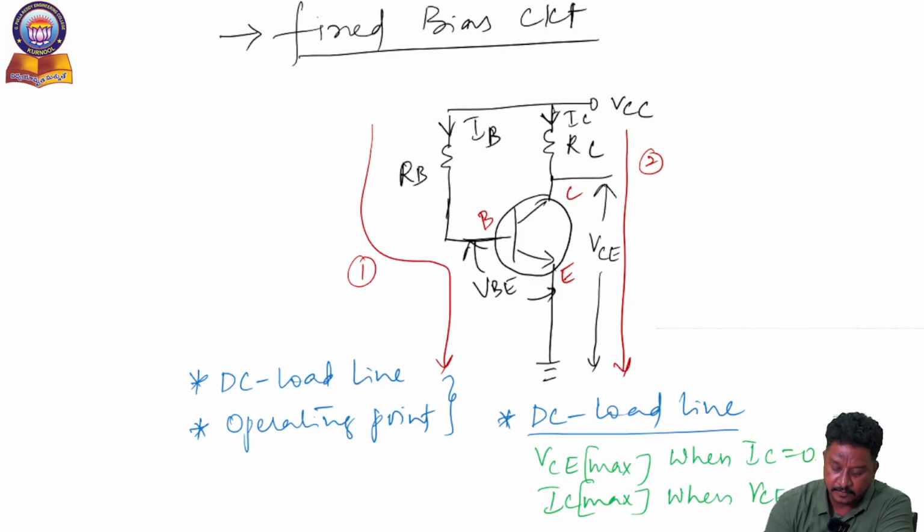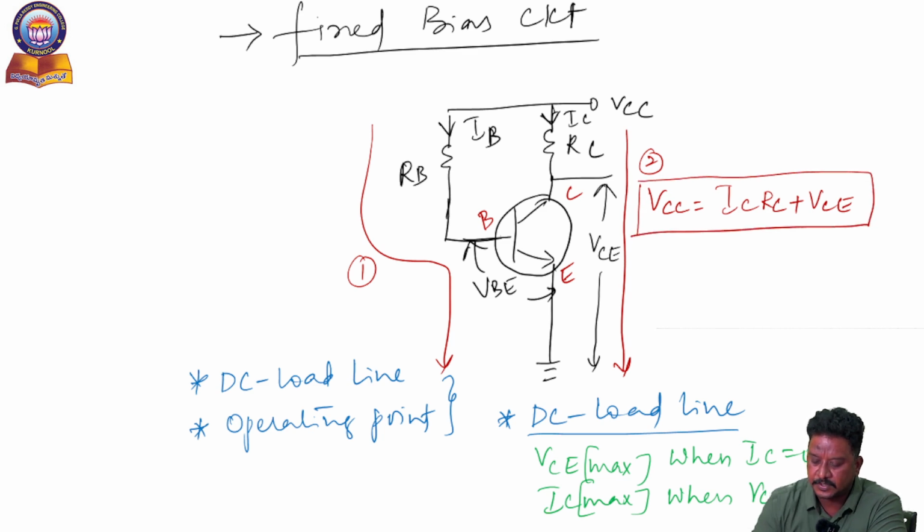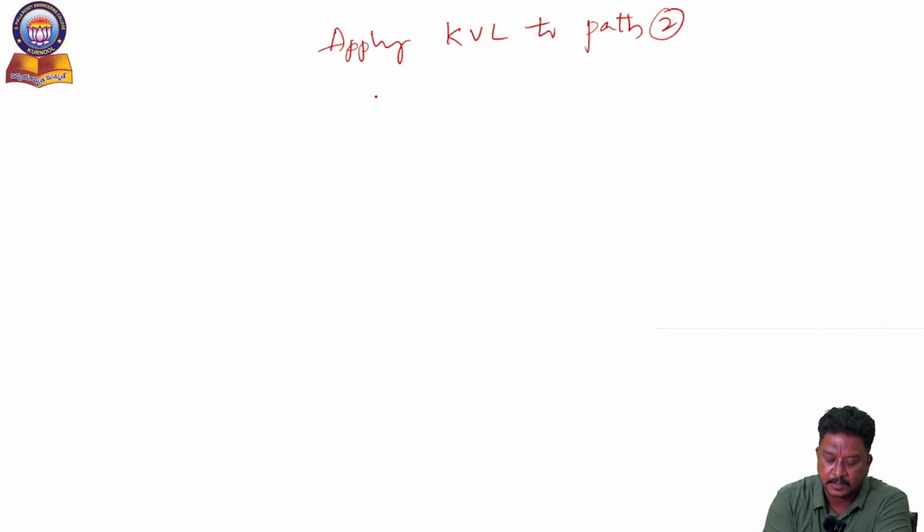If you carefully observe the previous circuit, applying KVL to path 2, the total voltage VCC is equal to ICRC plus VCE. This is the final equation of path 2 by applying the KVL. I am using the same equation: VCC is equal to ICRC plus VCE.